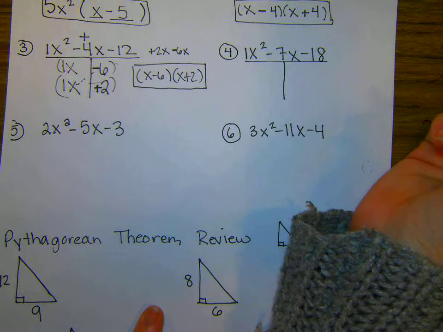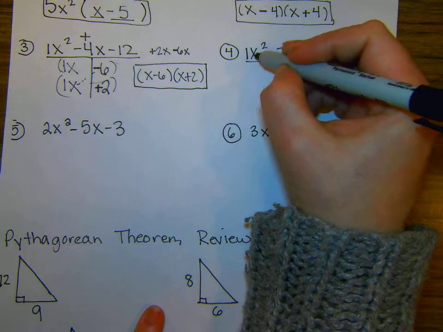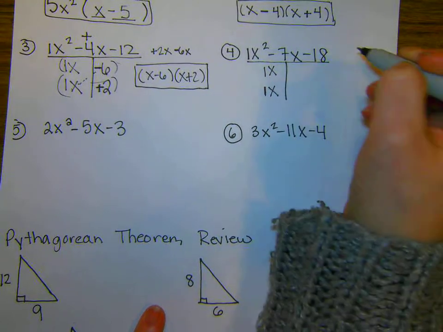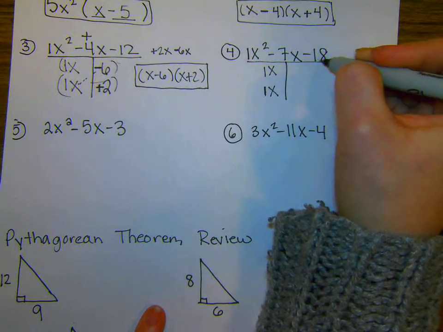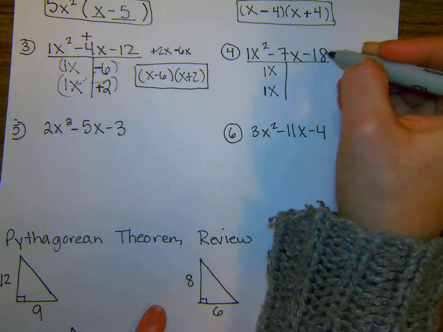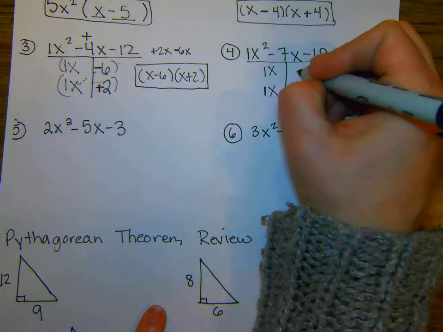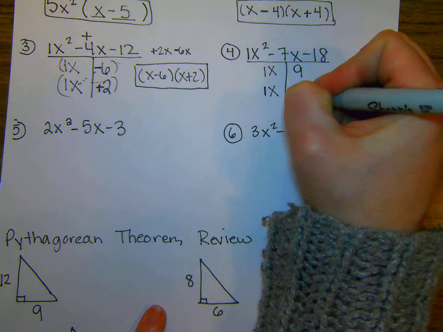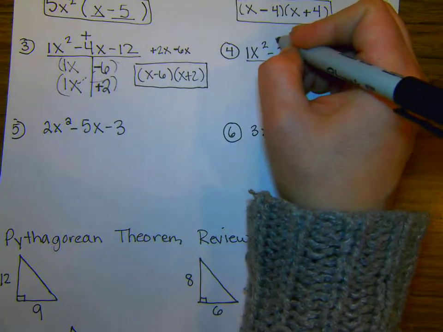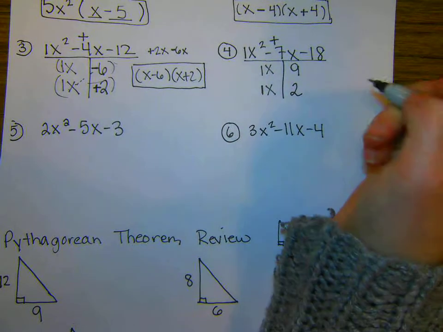I'll jump to the T-chart. Only numbers that multiply to 1 are 1, so I'll keep the x's there. Numbers that multiply to 18, now I'm not worried about the negative yet, I will be, but right now I'm just thinking numbers that multiply to 18, and the first ones that come to my mind are 9 and 2. Now, I always have to keep in mind, they have to add to a -7.